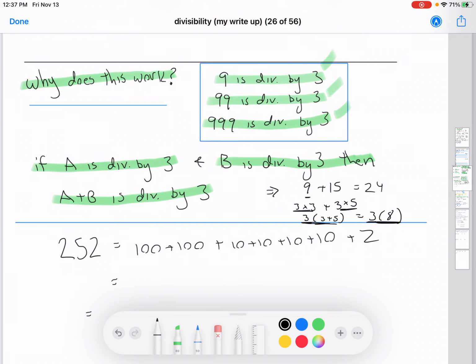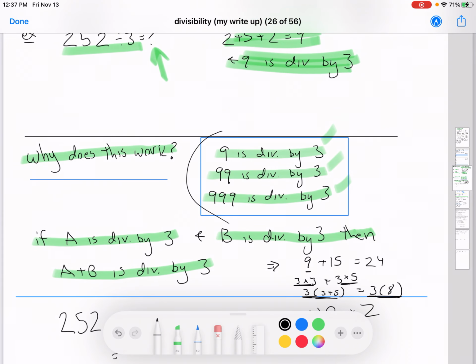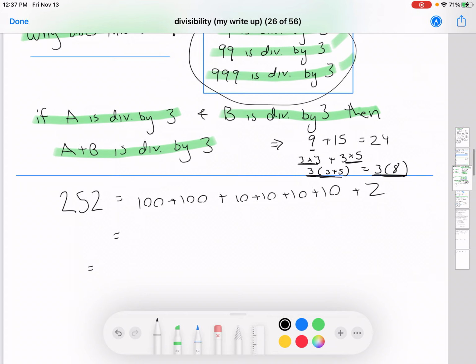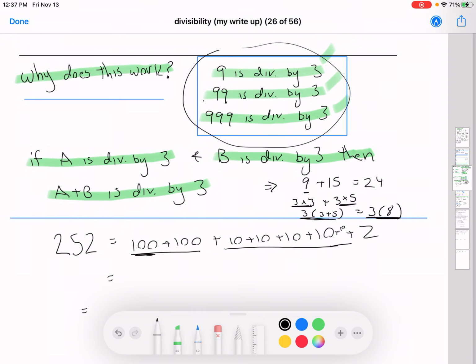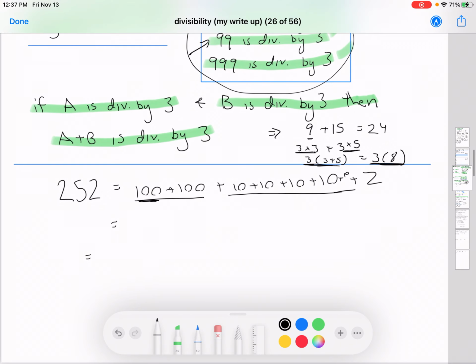So let's take a look at this, right? I'm going to use these ideas right here. 252. That is the same thing as 100 plus 100 plus 10 plus 10 plus 10 plus 10 plus 10, and I need another 10, plus 2. But each 100 has a 99 and then a 1. So we get a 99 and a 1. And we get a 99 and a 1.